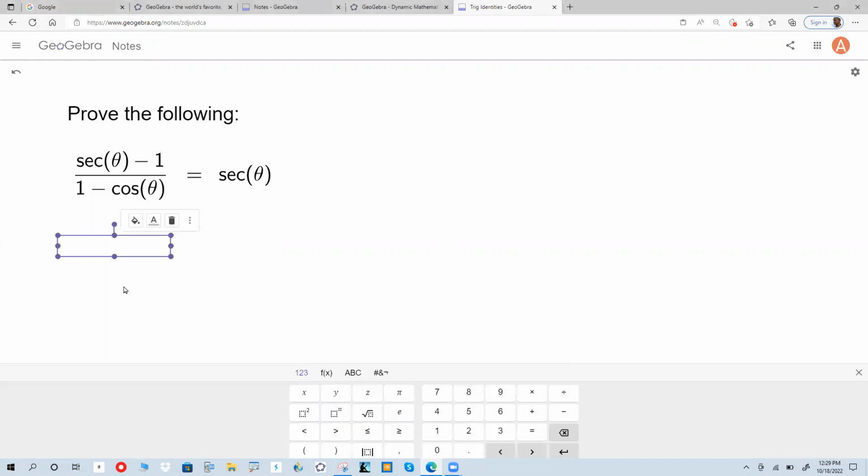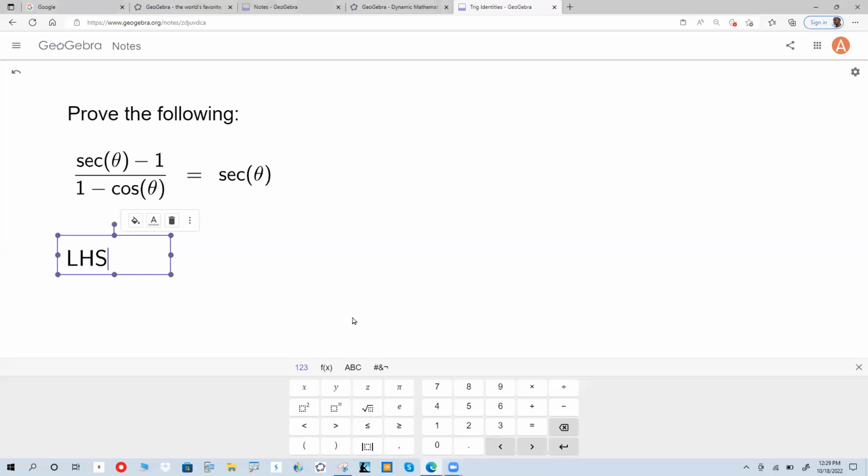I'm going to start with the left-hand side. Now, I'm not going to rewrite the left-hand side. I am going to just change it. Now, one way to look at it is this. Since the right-hand side has only secant theta, I want the left-hand side to have only secant theta, and I will hope things will just work out. I'll tell you what I mean by that, and you'll see it in a minute.